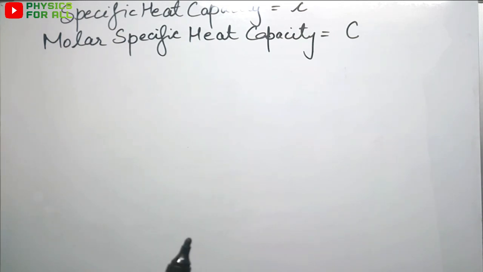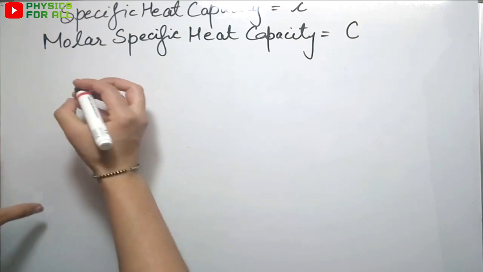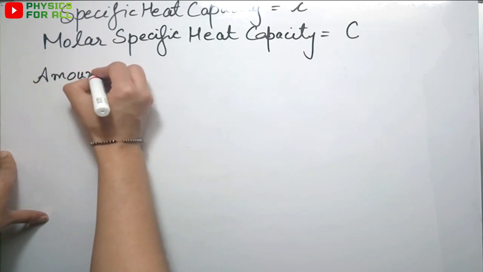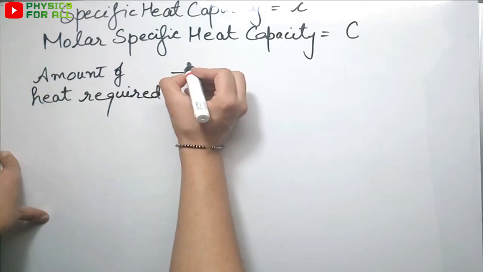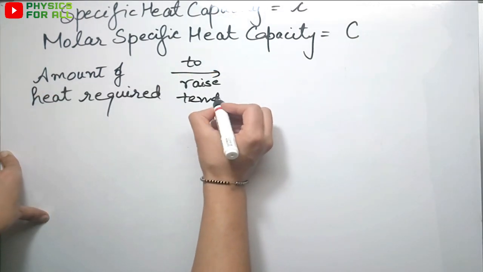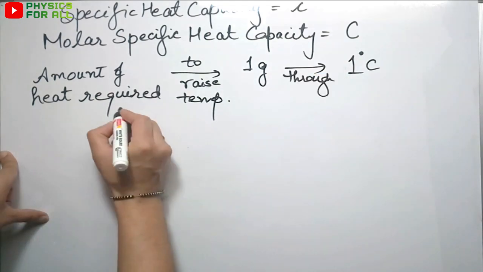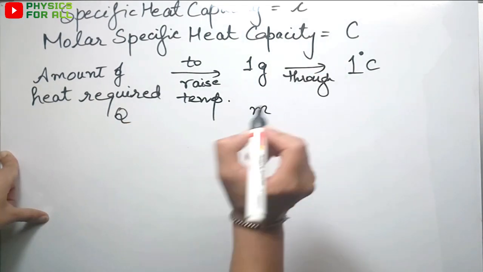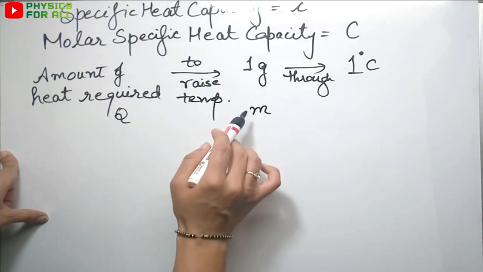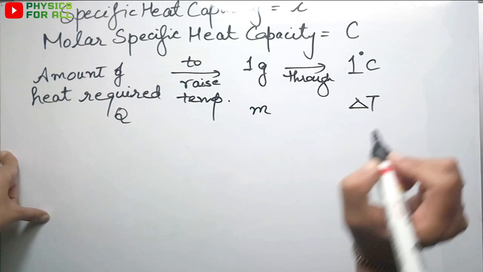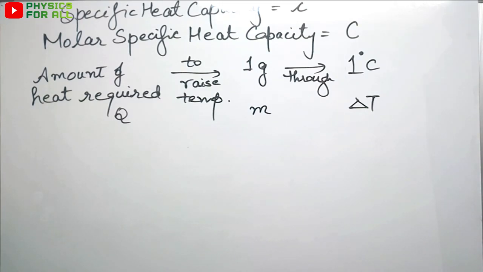In the previous lecture, I already told you the definition of specific heat capacity, which is that the specific heat capacity of a substance is defined as the amount of heat required to raise the temperature of 1 gram of substance through 1 degree Celsius. So Q required to raise the temperature of 1 gram of substance through 1 degree Celsius. This is the definition of specific heat capacity.